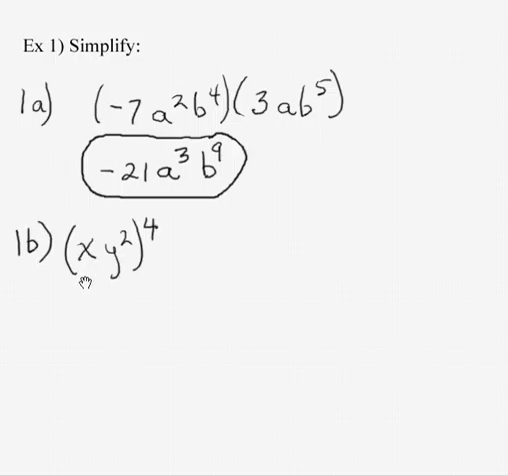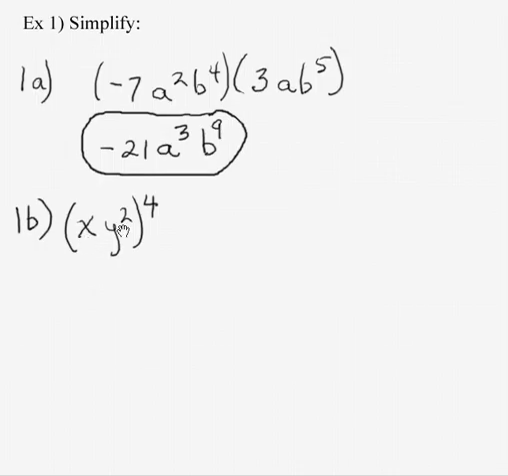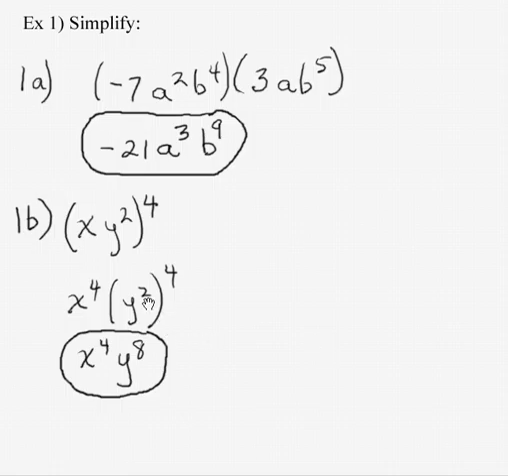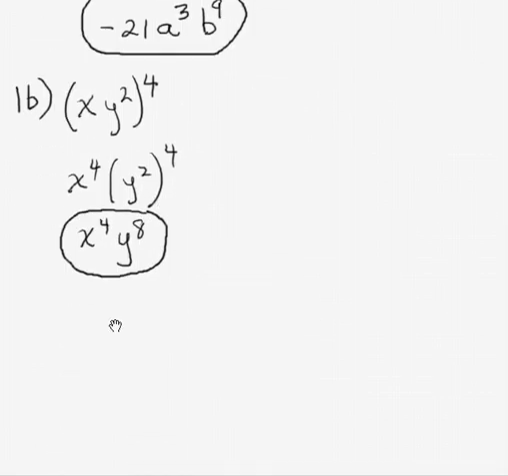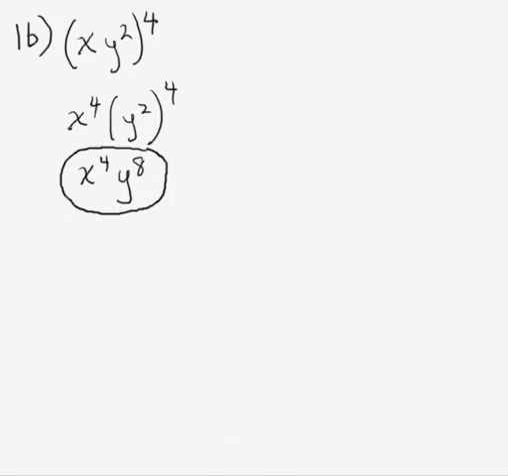Let's look at our next example. We've got x y squared, that quantity raised to the fourth power. According to the property we just learned, we can take x and raise it to the fourth power. So that's x to the fourth. And then we can take y squared and raise that to the fourth power. And when we have a base raised to a power raised to another power, then we multiply the exponents, and 2 times 4 is 8. So again, we're just practicing some simple numerical examples of our laws of exponents.